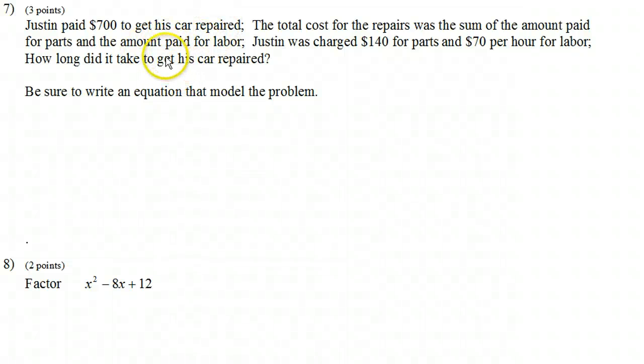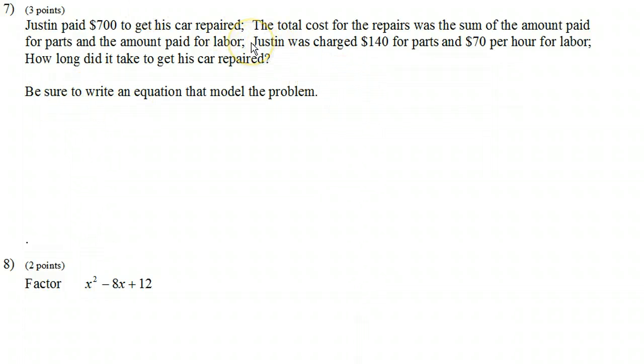Number 7 says Justin paid $700 to get his car repaired. The total cost of the repairs was the sum of the amount paid for parts and the amount paid for labor. Justin was charged $140 for parts and then $70 per hour for labor. How long did it take for him to get his car repaired? Then it says, do be sure to write an equation that models the problem.